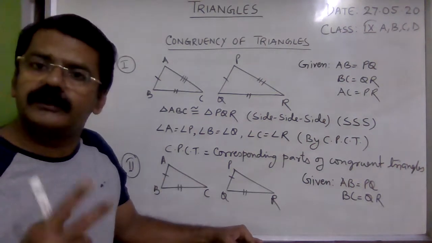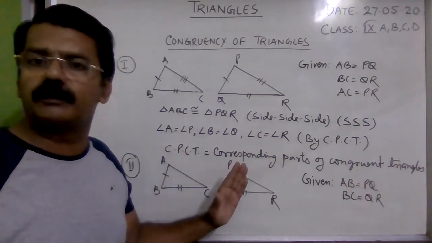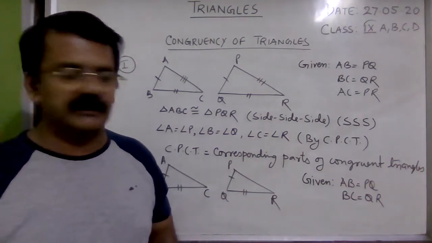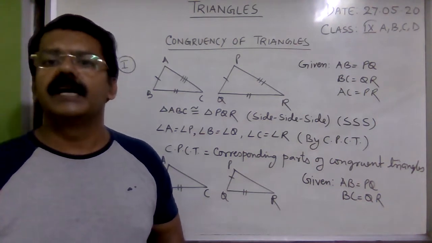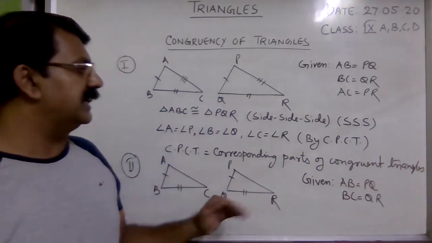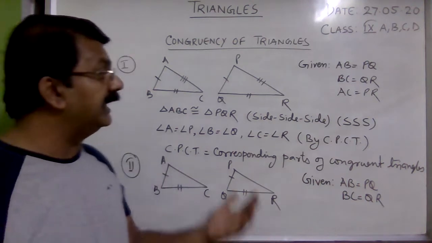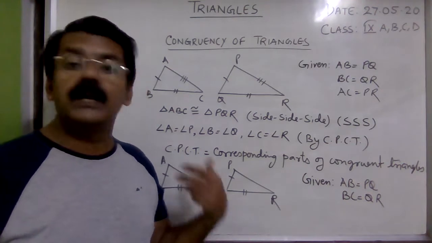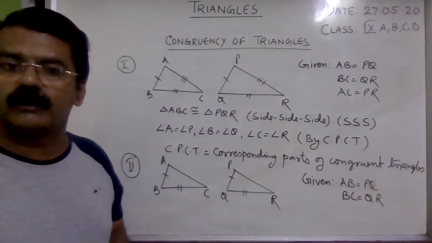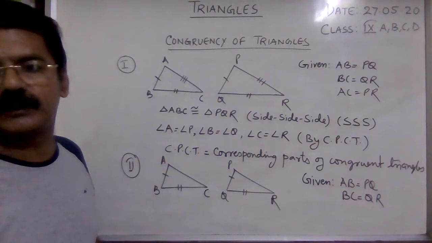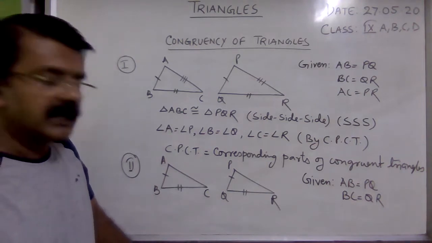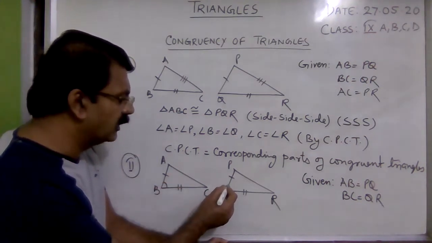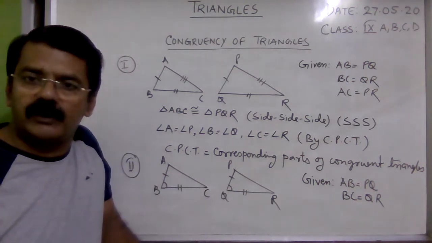They have given only two corresponding sides equal, that means AB is equal to PQ and BC is equal to QR. The third side is not given as equal. So we cannot say that these two triangles are congruent by SSS congruency, because in SSS congruency all three corresponding sides should be equal, but here only two corresponding sides are given equal. Now they have given that angle B is equal to angle Q.